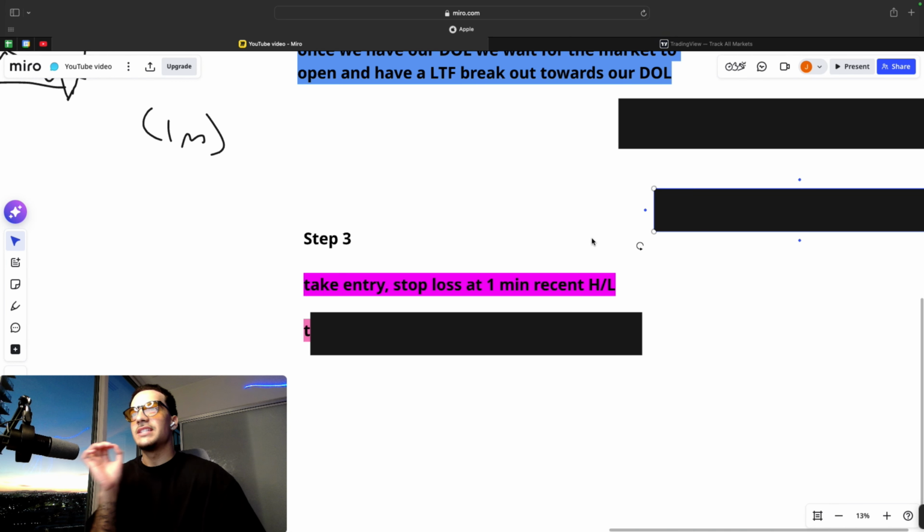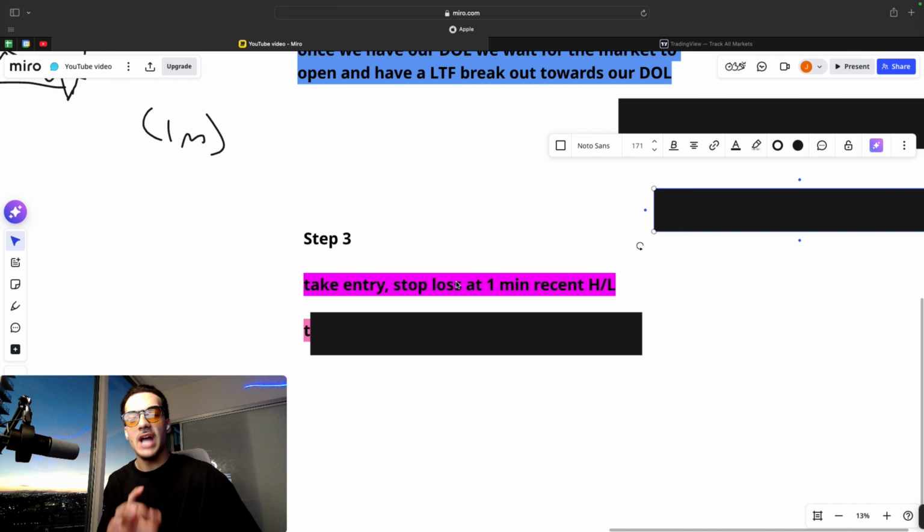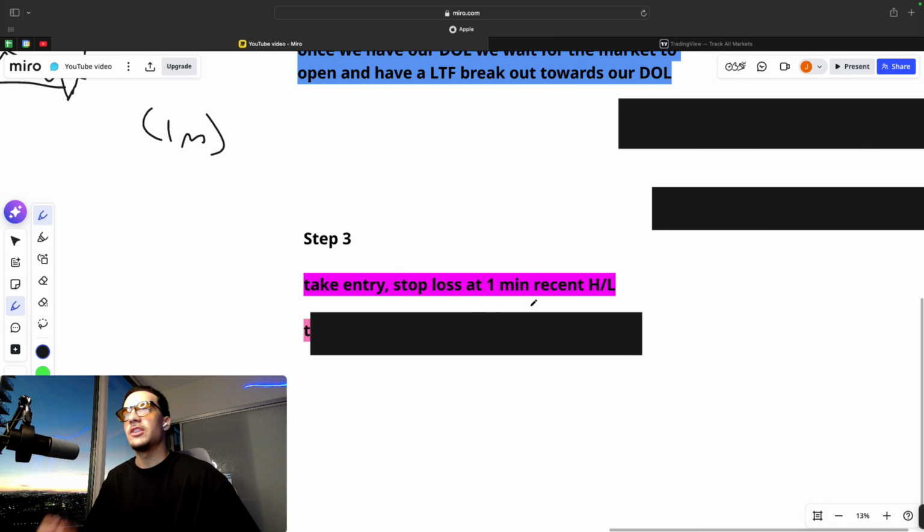So step 3, take entry, and you have your stop loss at the 1 minute recent high or recent low, okay? The reason we always have it at the recent high or low is because we understand that when price action breaks the recent high or low, our trade idea is invalid, and we no longer want to stay in a trade when our trade's invalid, right? That's just simple, right? Because you're just going to get burned every time.